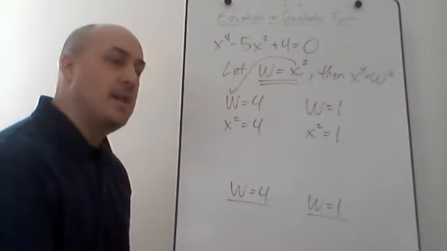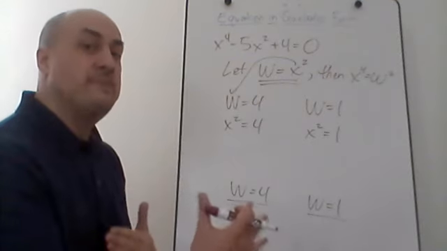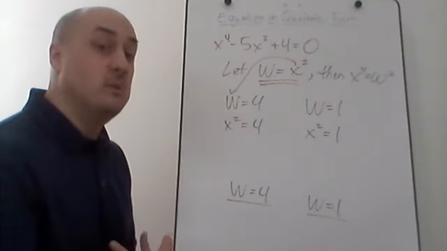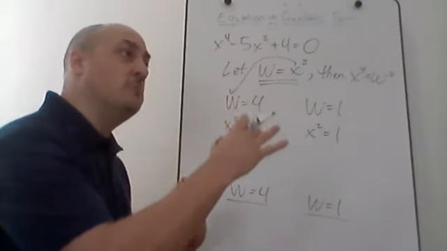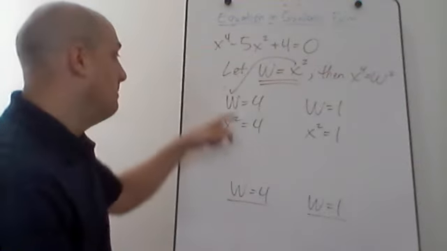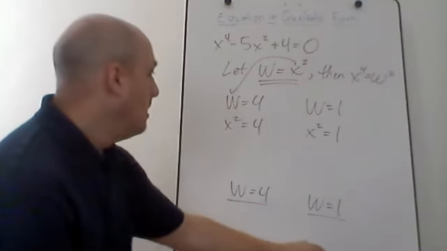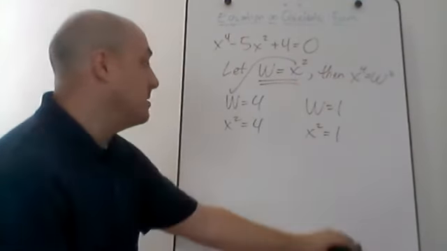So I just make that change in variable for a brief period of time, just long enough to allow me to work on the problem and solve it in a convenient way. But then I always have to substitute back that original variable that I started with, which is what I'm doing here, substituting that x squared back in place for the w. And once I do that, now I can solve for x.